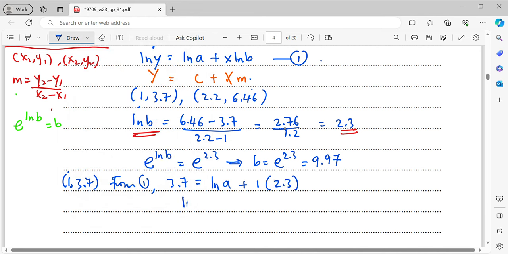Okay, then from here, my ln a is 3.7 minus 2.3, which is 1.4. Therefore, using the same method as just now, e to the ln a is e to the 1.4. Hence, my a is e to the 1.4, which is 4.06, equal to 3 significant figures. So this is the solution for this question.